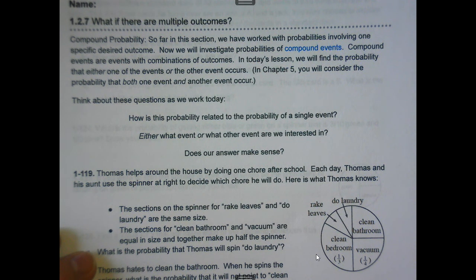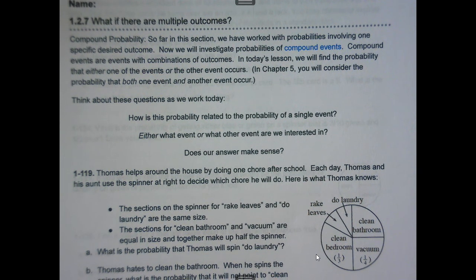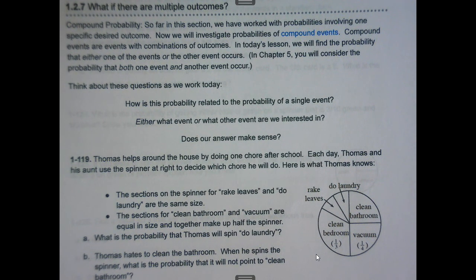Today's lesson starts with a question: what if there are multiple outcomes? Compound probability is what we're going to focus on today. So far in this section, we have worked with probabilities involving one specific desired outcome. Now we will investigate the probabilities of compound events. Compound events are events with combinations of outcomes. In today's lesson, we will find the probability that either one of the events or the other event occurs.